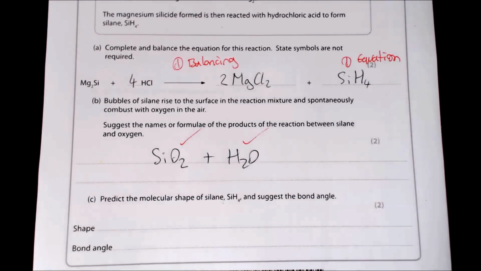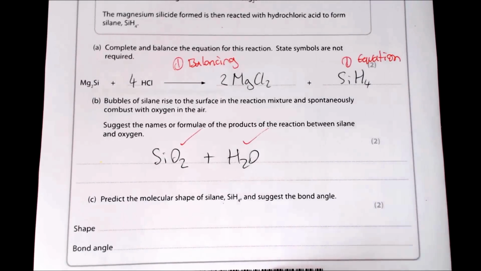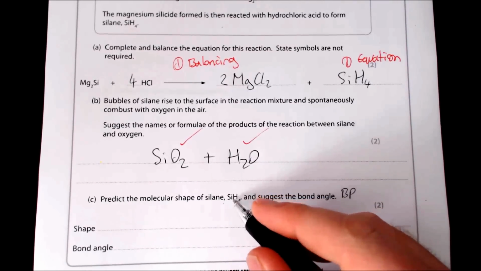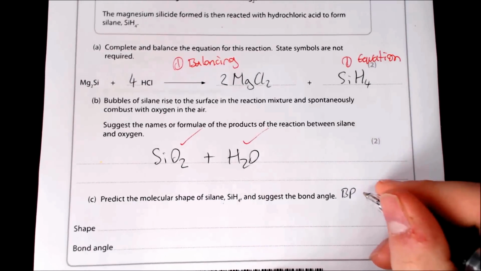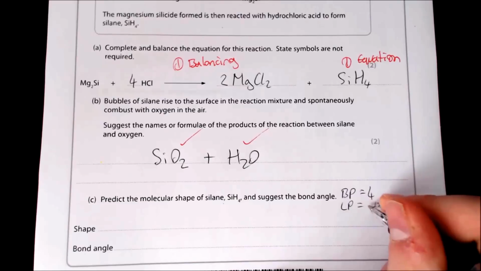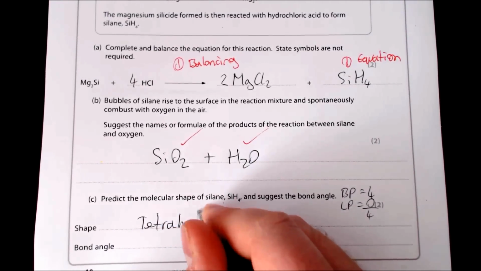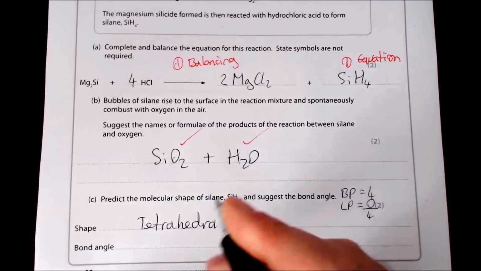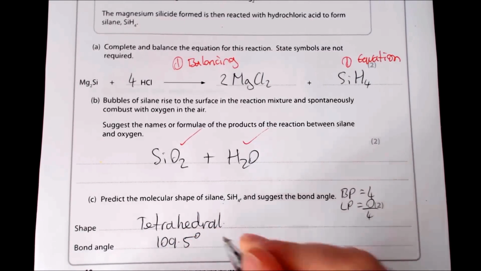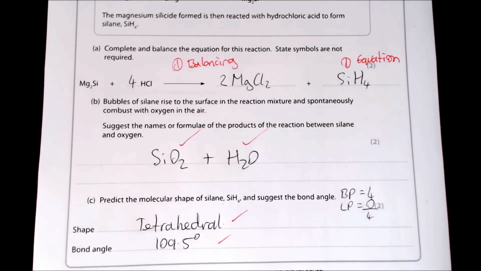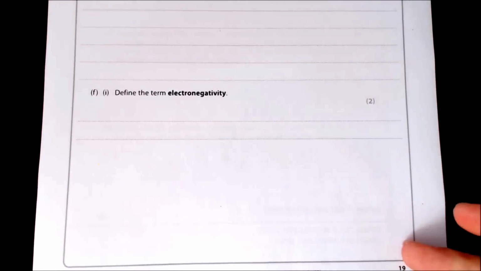Okay. And the next question says predict the molecular shape of silane, SiH4, and suggest the bond angle. Right. So pretty straightforward on this, I suppose, as far as bond angles are concerned. The number of bond pairs we have here: silicon's in group 4. All the electrons in silicon in the outer shell are involved in bonding. So the number of bond pairs is 4. The number of lone pairs is nothing. So this is going to be a tetrahedral shape. And the bond angle in all tetrahedral is 109.5 degrees. So again, 2 marks for that. 1 for saying tetrahedral and 1 for saying 109.5. Okay, so on to the next part. Not too bad so far.